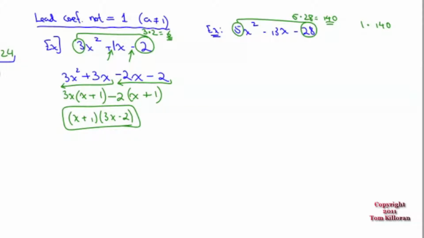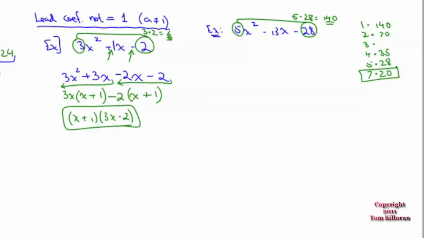So 1 times 140, 2 times 70, 3 times, does it work? No, so don't even worry about 3. 4 times, 4 times what? 35. 5 times 28. 6, does 6 go into it? No, 6 doesn't go into it because 3 didn't. 7 and 20. Hey, 20 minus 7 is 13. So this is the one we want.